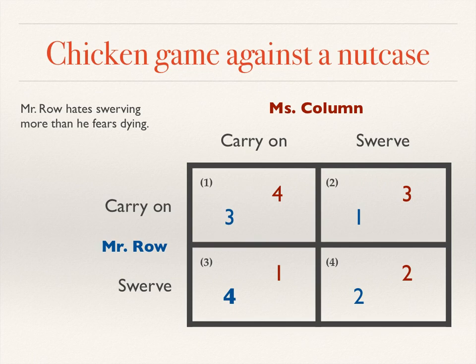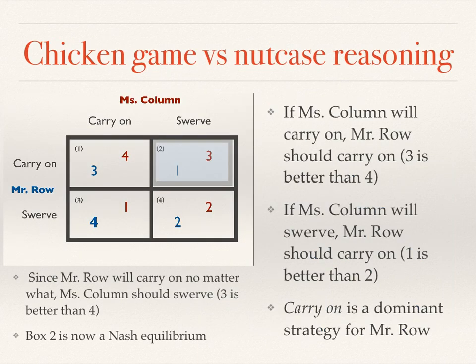Doesn't change any of the analysis if you do it that way, but just for consistency. Okay, so Mr. Rowe, we can say, is kind of a nut, because he would rather die than lose the game. How does that change things? Well, let's go through Ms. Collins' reasoning.